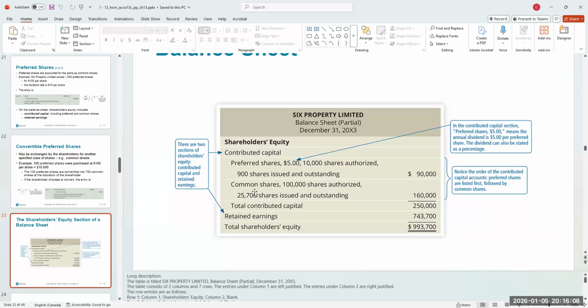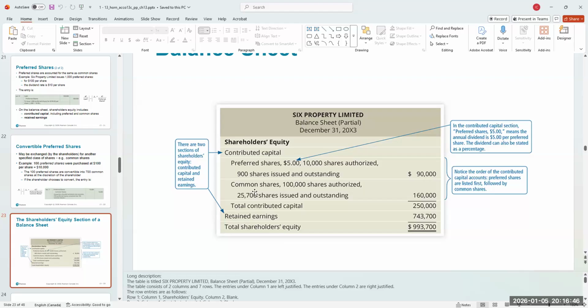On the common shares, the articles of incorporation state that the company can issue 100,000 shares over the life of the corporation. Those are authorized. Out of those 100,000 shares, the company issued and sold to the public 25,700 shares, which have a book value of $160,000. That brings our contributed capital to $250,000.